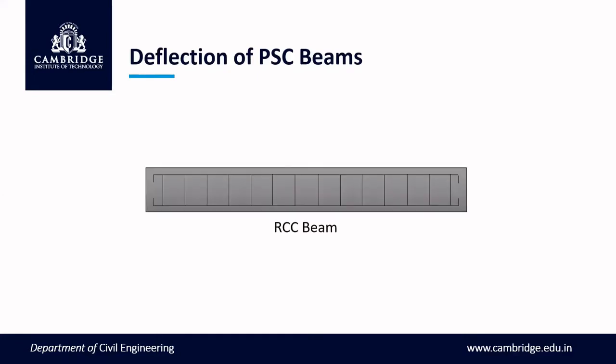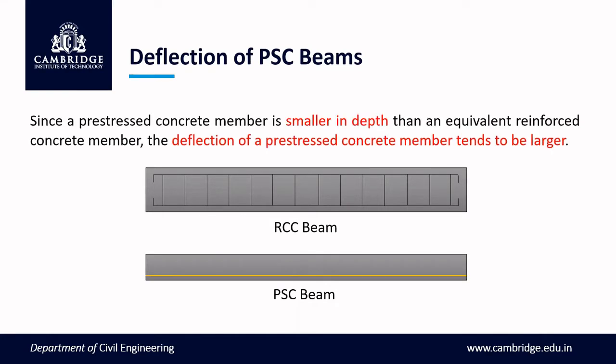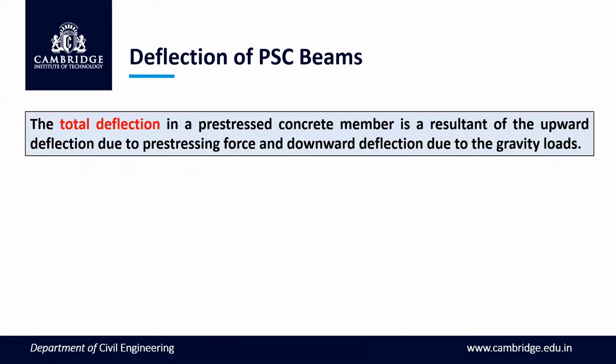We all know that if we replace it with a PSC member, then it would become more slender. And since a pre-stressed concrete member is smaller in depth than an equivalent reinforced concrete member, the deflection of a pre-stressed concrete member tends to be larger. This is the reason that we take deflection into major consideration while designing a PSC beam. So basically, how do we calculate it?